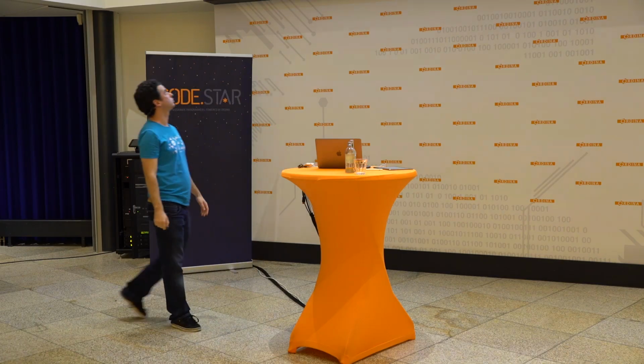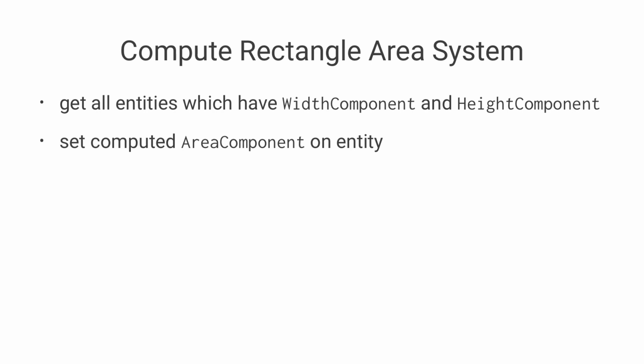Okay? Quite simple. Then I have another system called compute rectangle area system, where I just say, give me all entities which have a width component and a height component.